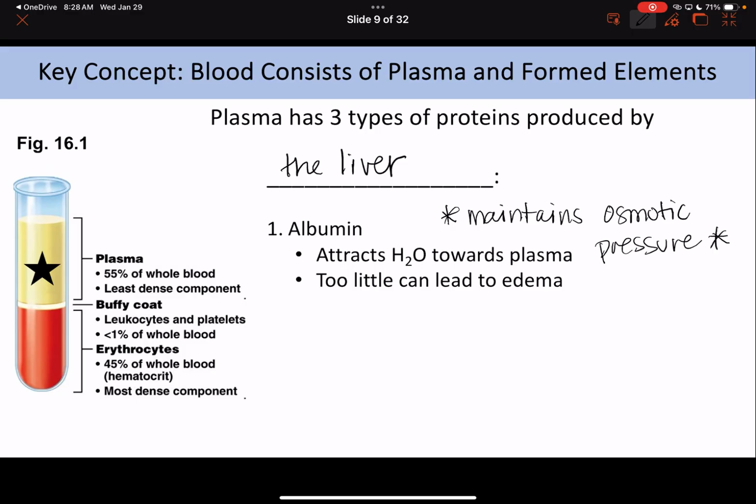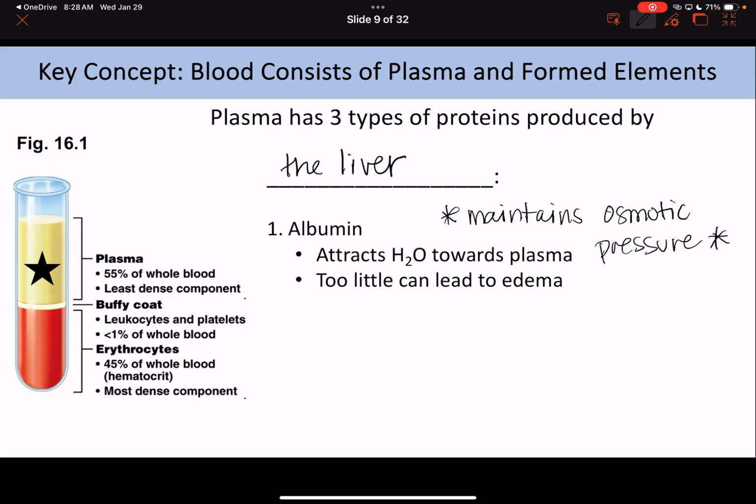If we have too little of that albumin, what's going to happen is that you're not going to have enough water attraction towards the blood, and that water is going to fill other spaces, causing edema. So you may have swelling in the hands and feet. That's where it's most noticeable. But when you don't have enough albumin, you don't have enough attraction of water towards the blood, and it goes into other spaces. So one thing we'll talk about when we get to the digestive system is the liver.